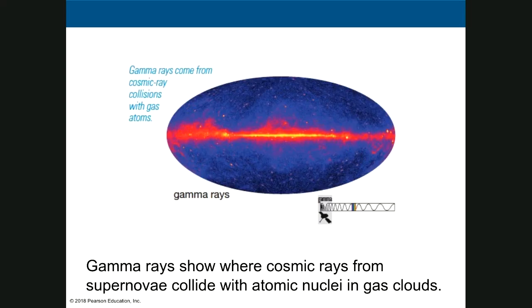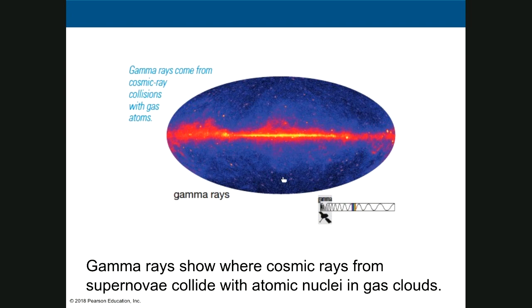And now we can look at gamma rays, and we'll notice that our gamma ray sources from supernova are coming almost exclusively from the disk. You've got a few bright spots out here, but just about everything is in the disk.